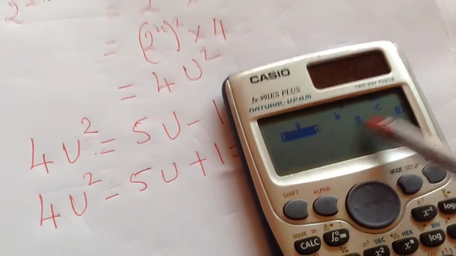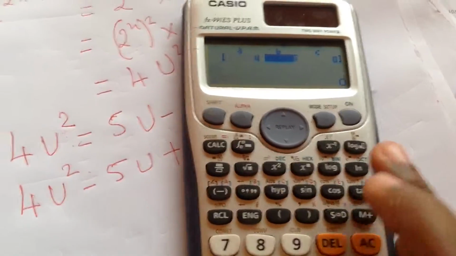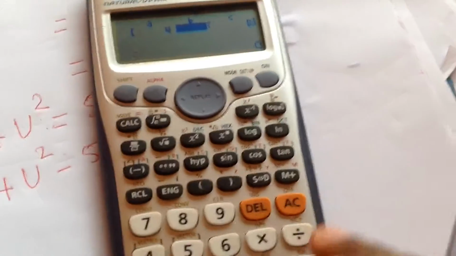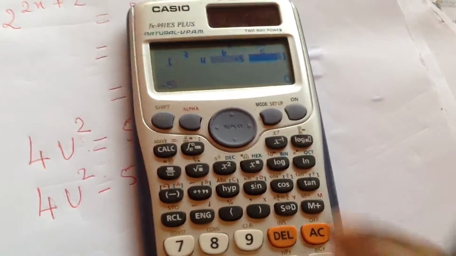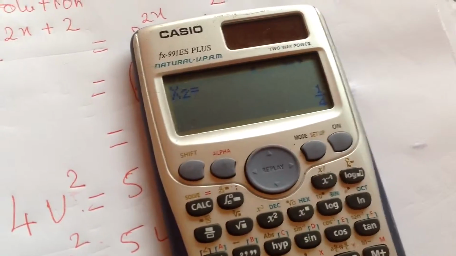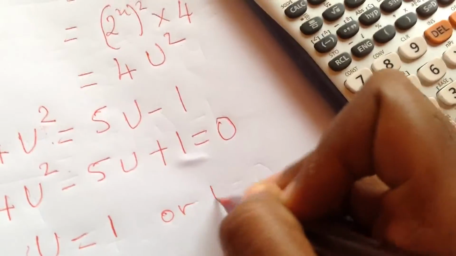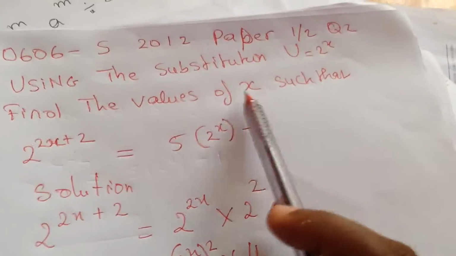Your a, b, and c represent the coefficients attached to your variable. Here you have 4, so you click 4, then enter, you click -5 and enter, and you click 1 and enter, and then you get your answer: x equal to 1 and x is 1/4. We are dealing with u, so here you have to write u is equal to 1, or u is equal to 1/4. But don't forget, you are solving for x, so you have not ended yet.